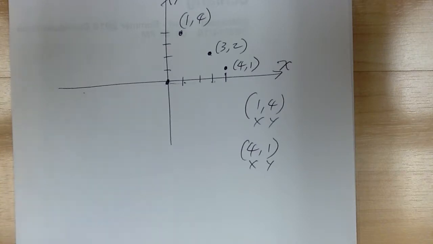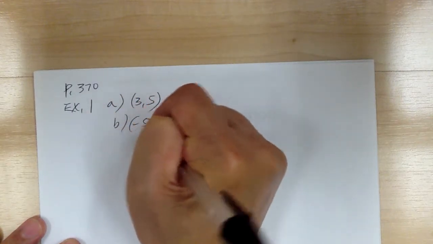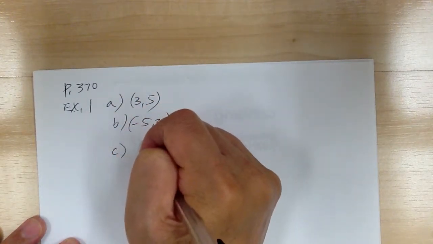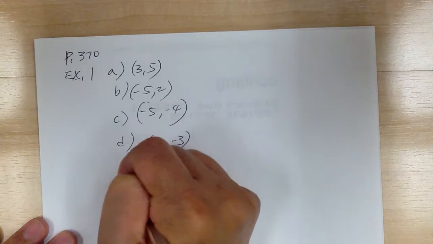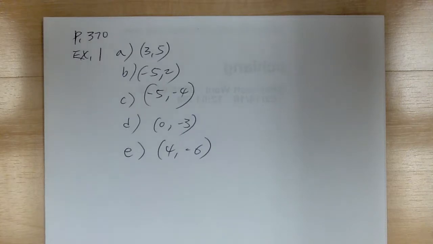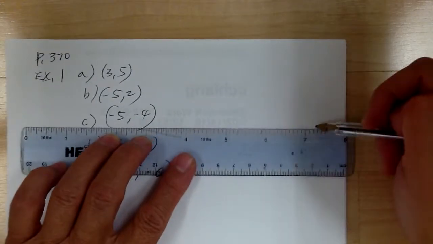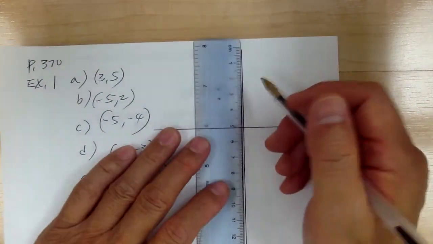So let's go over more examples. Let's go to example 1. You want to graph all these points. You have A is 3, 5, and B is negative 5, 2. C is negative 5, negative 4, and D is 0, negative 3, E is 4, negative 6. Make sure you have your graph paper. If you don't have graph paper, then you just have to do it this way.